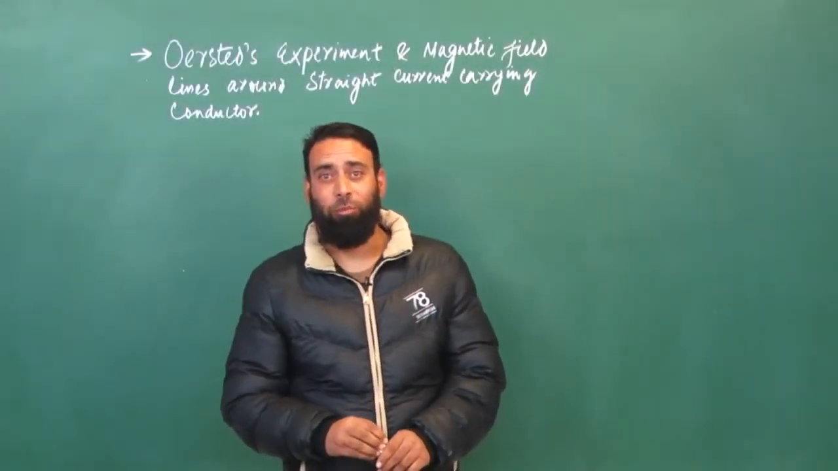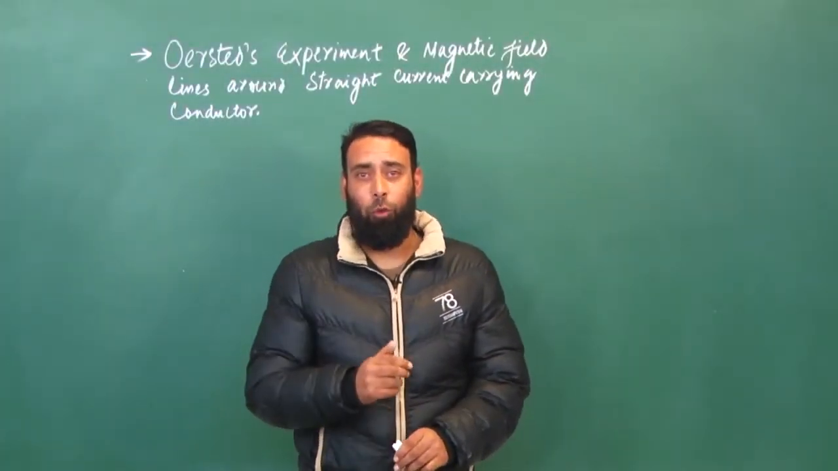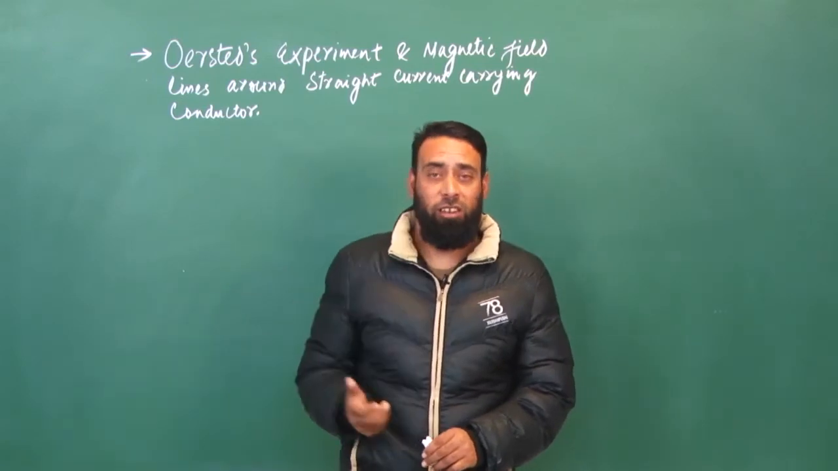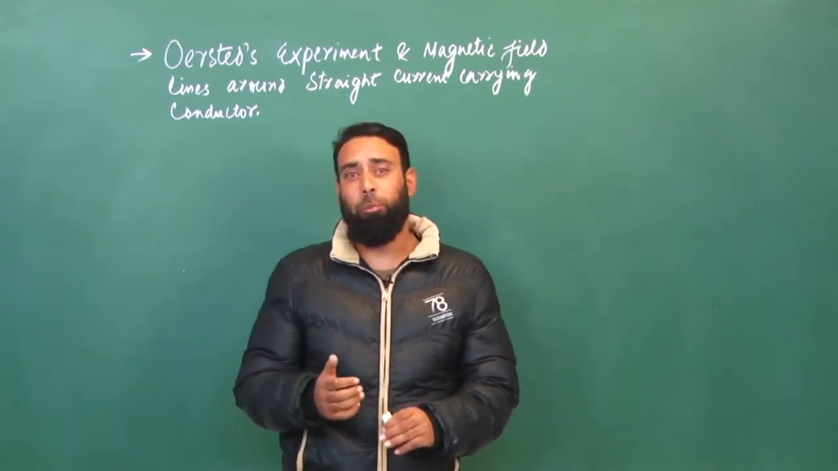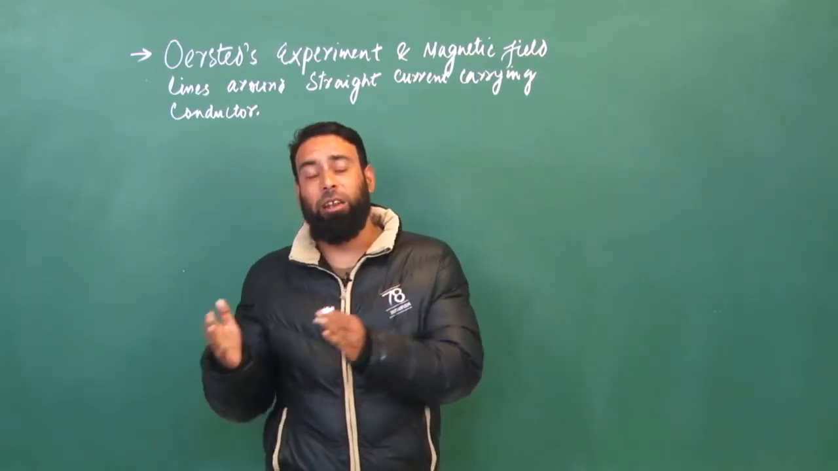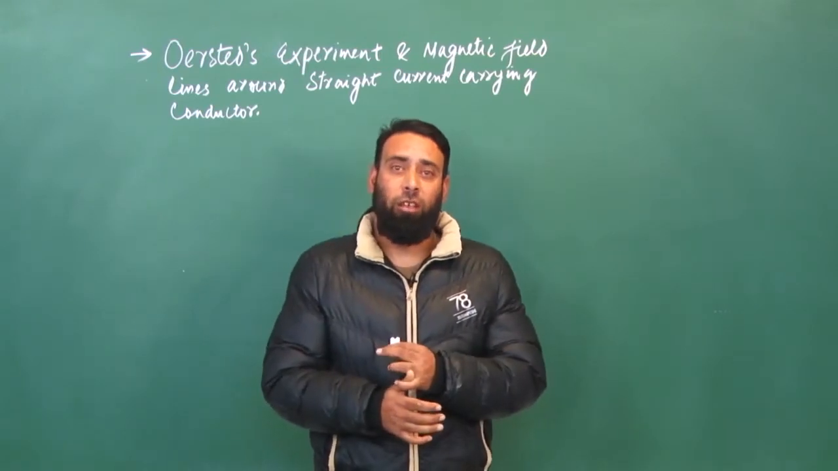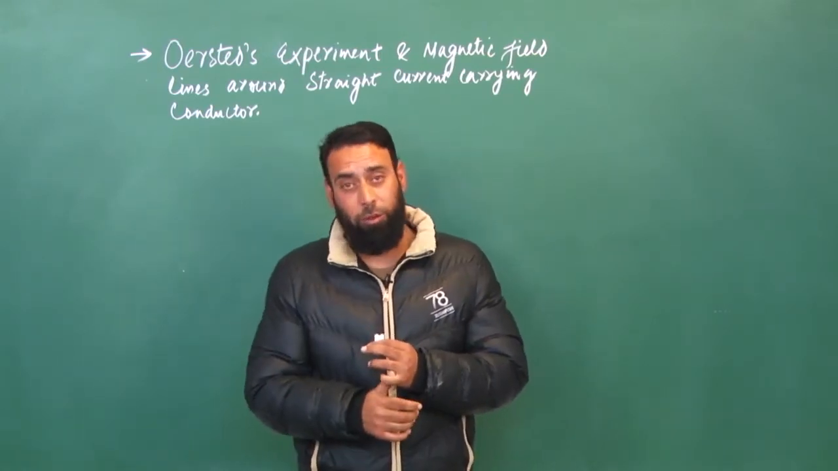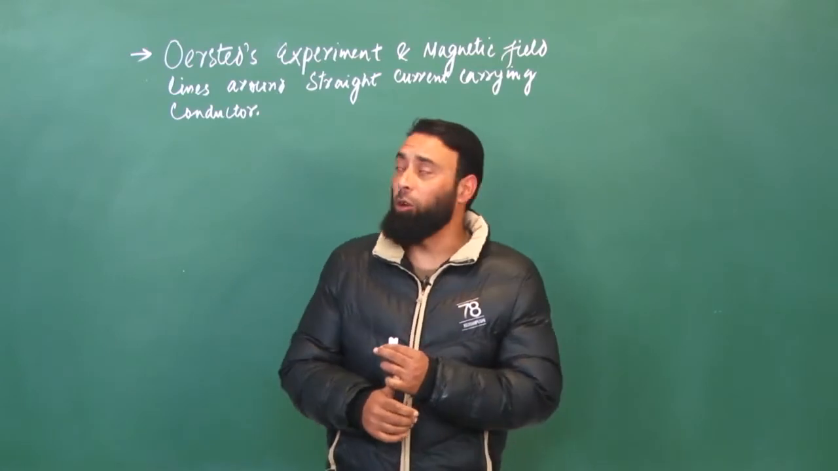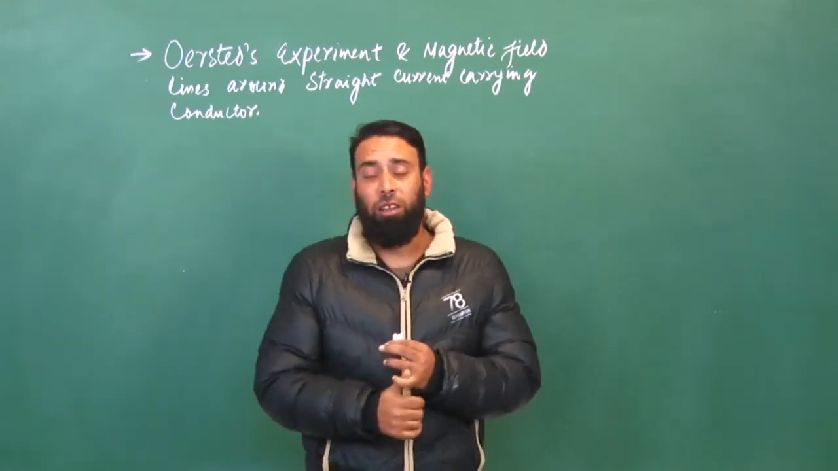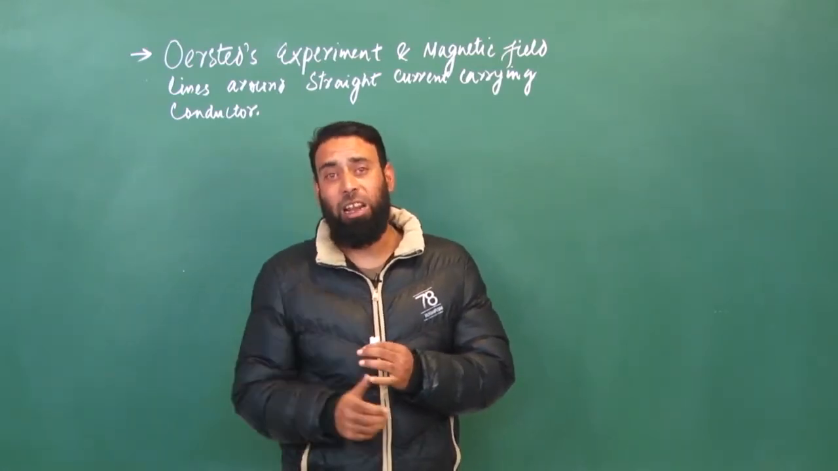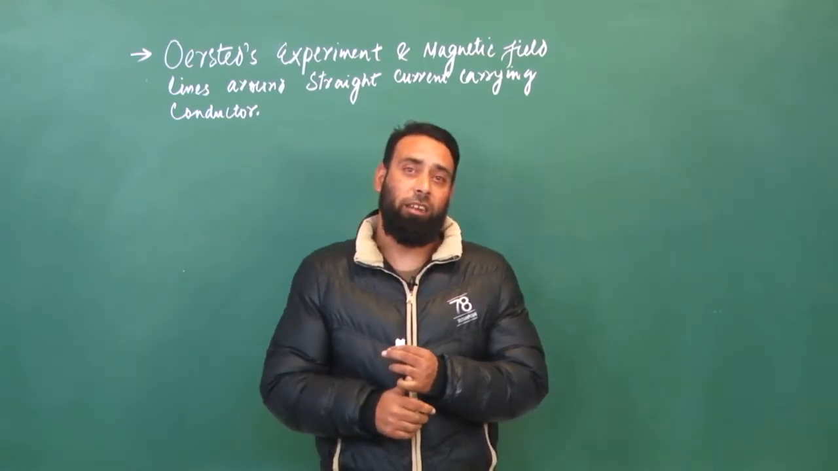Welcome students. Today we will learn about Oersted's experiment, how Oersted proved that magnetism and electricity are related to each other, and he showed that experimentally. And second, we will learn about the magnetic field lines around a straight current carrying conductor.